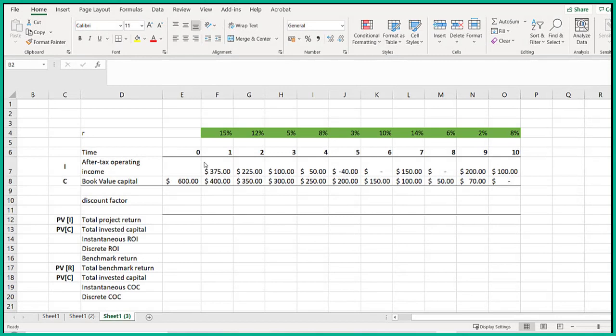We have a project, and we assume that the project lasts 10 periods and the cost of capital, denoted by R, is time varying. We have after-tax operating income as an input and the sequence of book value capital as another input. We now compute the average rate of return, the project's rate of return.